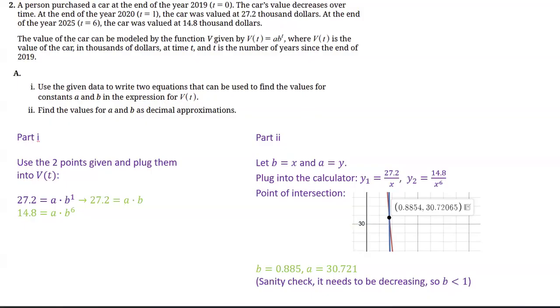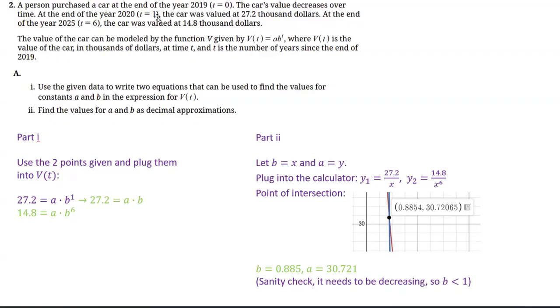Okay, part A: use the given data to write two equations that can be used to find the values of constants a and b in the expression for v of t. I'm trying to read fast, that's why I'm stuttering. Okay. So we have two unknowns, so we need exactly two equations. And they gave us two points, not a coincidence. So we just plug in those two points to get our two equations.